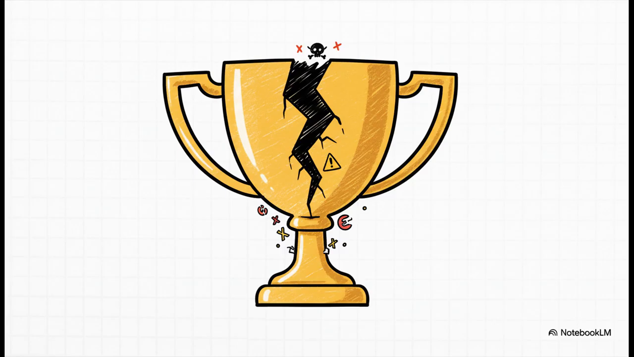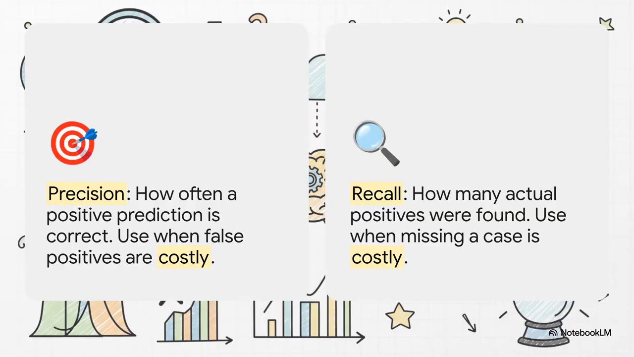Well, not so fast. In a lot of real-world situations, a high accuracy score can be a really dangerous lie, especially if your data is unbalanced. It can hide huge, costly problems. So we need better tools. Let's look at two of the most important ones, precision and recall.